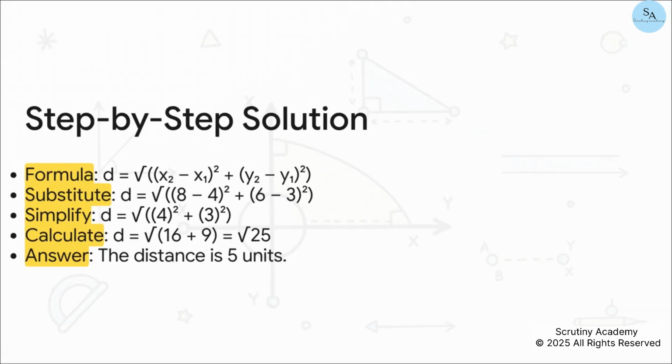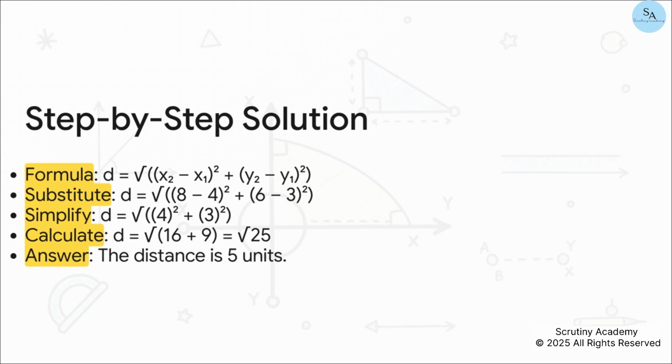All right, let's solve it. First, always write down the formula. Next, plug in the values carefully. x2 is 8, x1 is 4, y2 is 6, y1 is 3. Now we simplify. 8 minus 4 is 4, 6 minus 3 is 3.